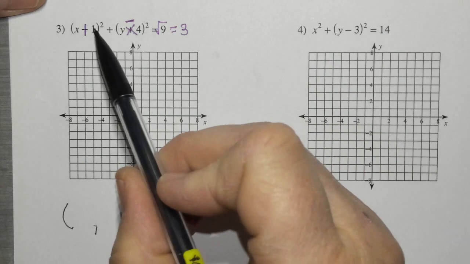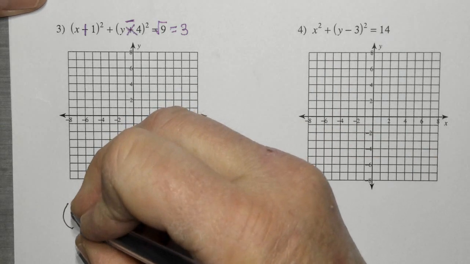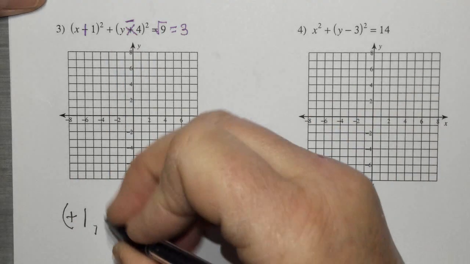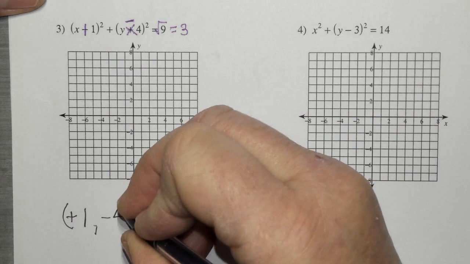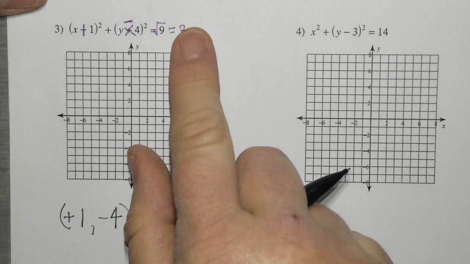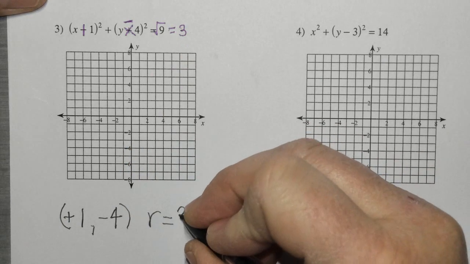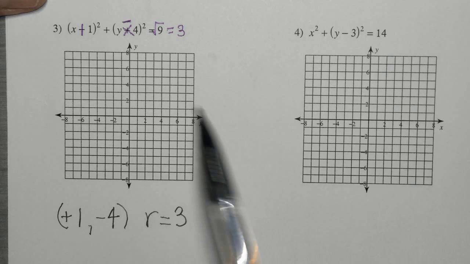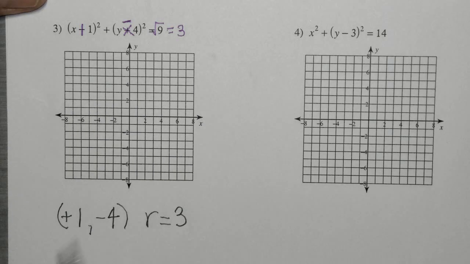Now bring it down, +1, -4, or -4 once we get to the graph. Radius is 3. All right, remember, if I'm going too fast for the video, pause between each one, and you can look at everything carefully and go ahead and finish it down here.